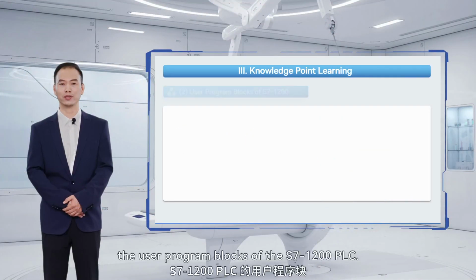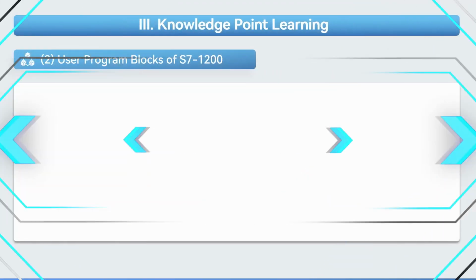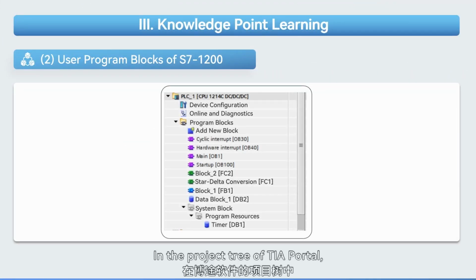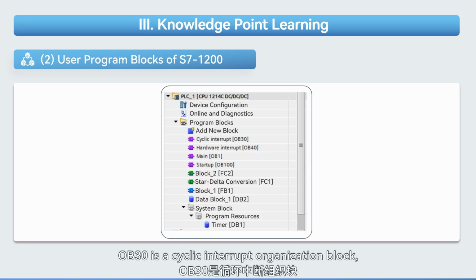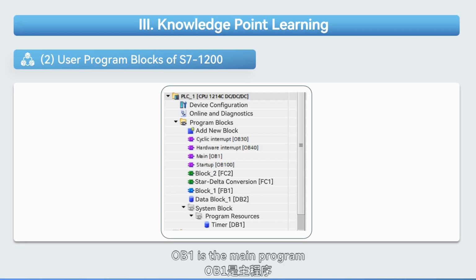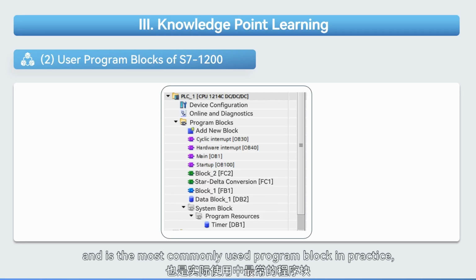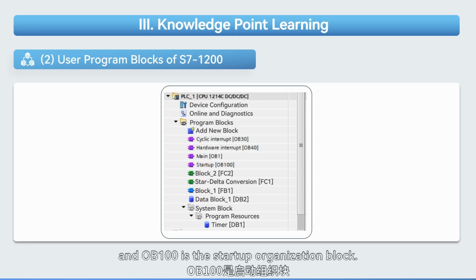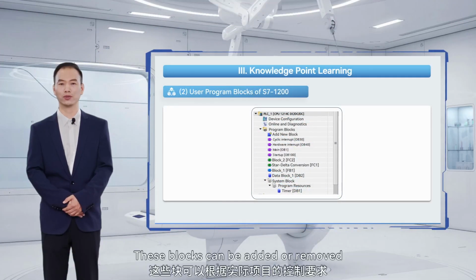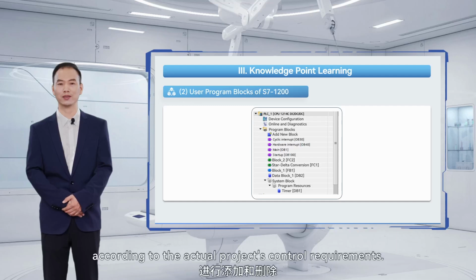Next, let's learn about the user program blocks of the S7-1200 PLC. In the project tree of TIA Portal, there is a program block group that displays various program blocks related to the project. OB30 is a cyclic interrupt organization block, OB40 is a hardware interrupt organization block, OB1 is the main program and is the most commonly used program block in practice, and OB100 is the startup organization block. These blocks can be added or removed according to the actual project's control requirements.